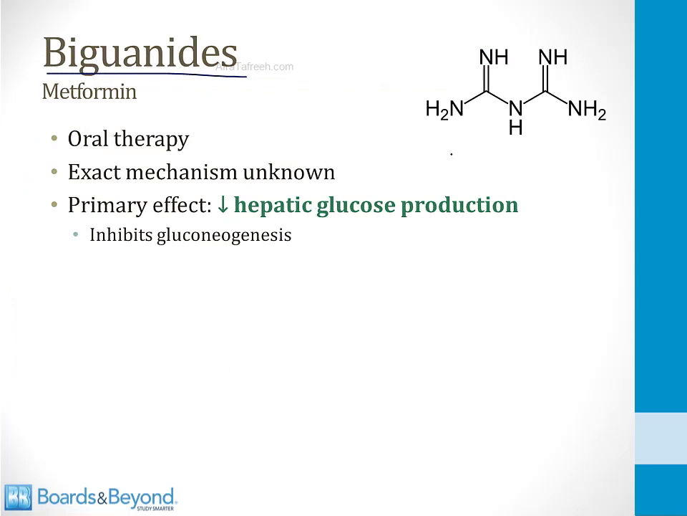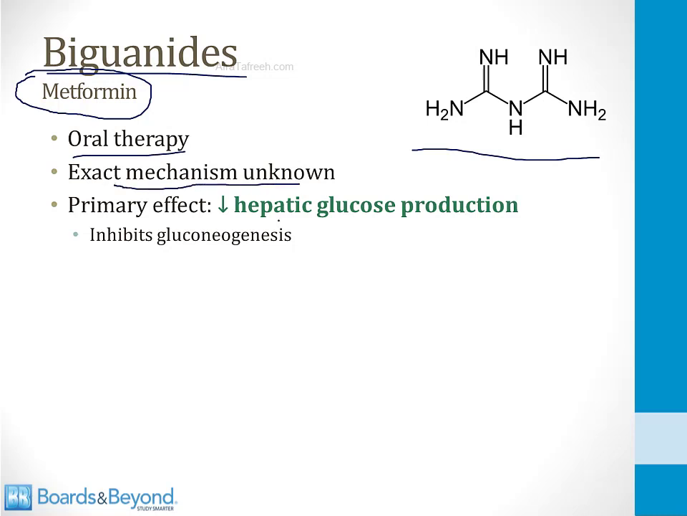Biguanides are chemical structures that have lots of nitrogens and carbons, as shown on the top right side of the screen here. There used to be several biguanides that were used for treatment of diabetes, but now the only one that's used clinically is called metformin. And the reason I'm beginning with metformin is because this is the drug you will most commonly see used on your clinical rotations for treatment of type 2 diabetes. It's an oral therapy. Its exact mechanism of action is unknown.